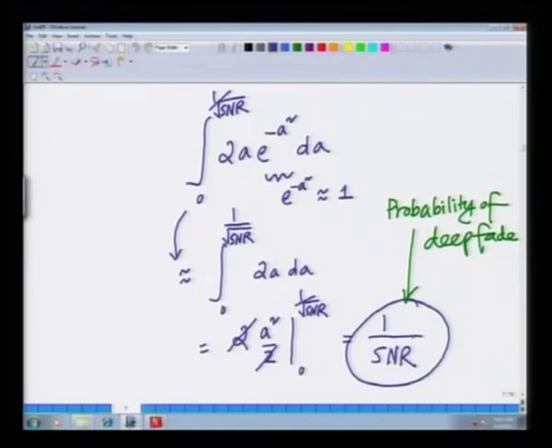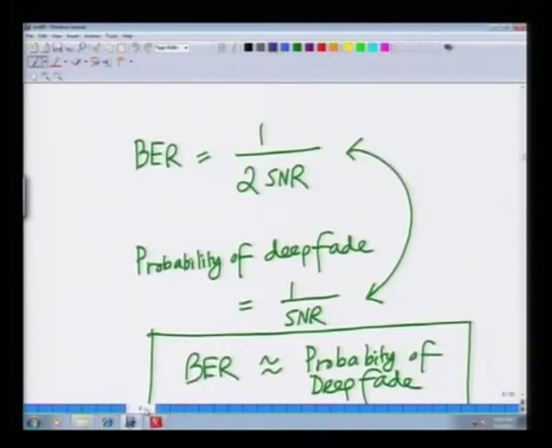And we said the probability that A is less than square root of 1 over SNR is precisely 1 over SNR. Hence the bit error rate expression that we saw, which is 1 over 2 SNR, is approximately equal to the probability that A is less than 1 over square root of SNR, which is what we said is a deep fade event.